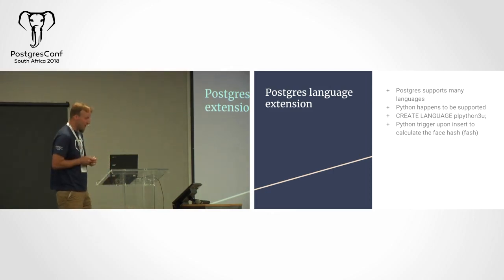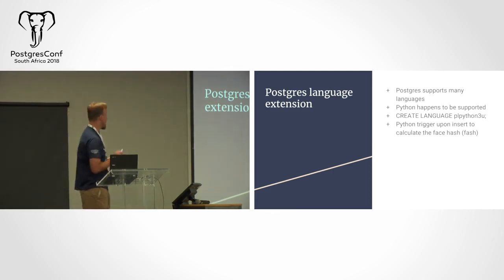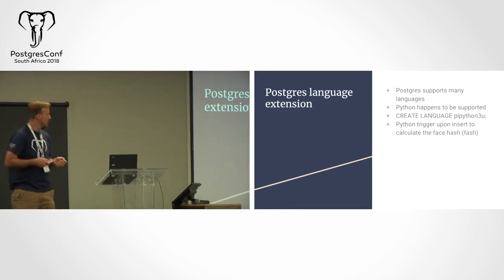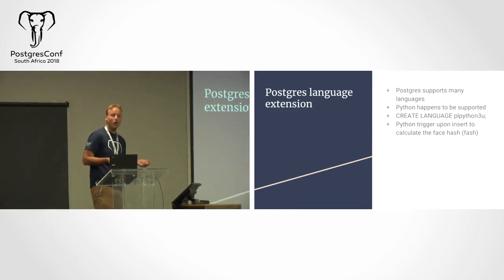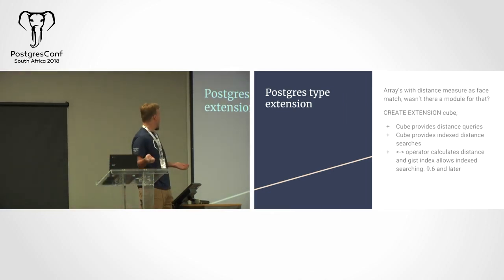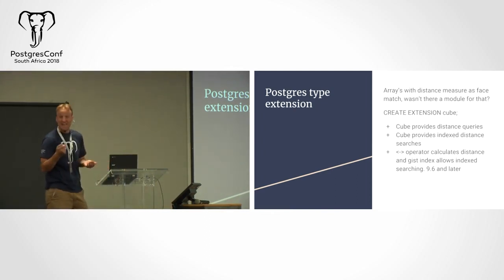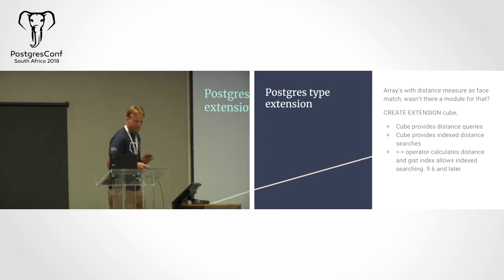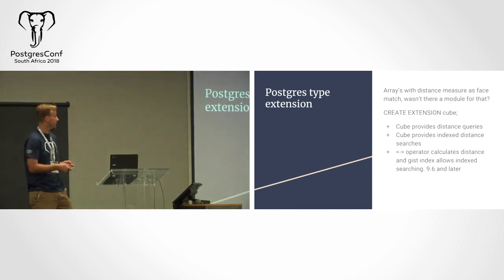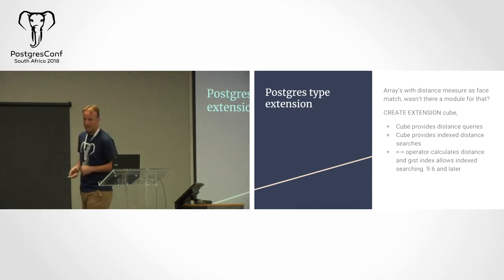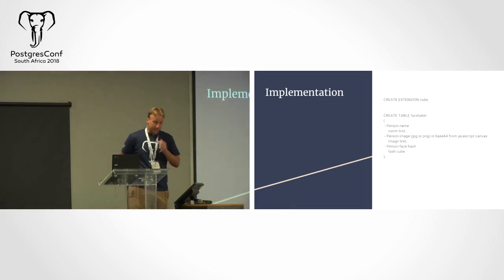So basically we added PLPython 3U, and we added a face hash. I'm calling it a fash, because face hash is too long to type for some reason. And then I did add extension cube. Cube gives us the distance queries. It gives us indexes on distance. You can do taxicab. You can do least squares. It's actually fairly nice. From 9.6 on, you actually have the arrow middle thingy, looks like one of those X-Wing style fighters or something, operators. And there we go.